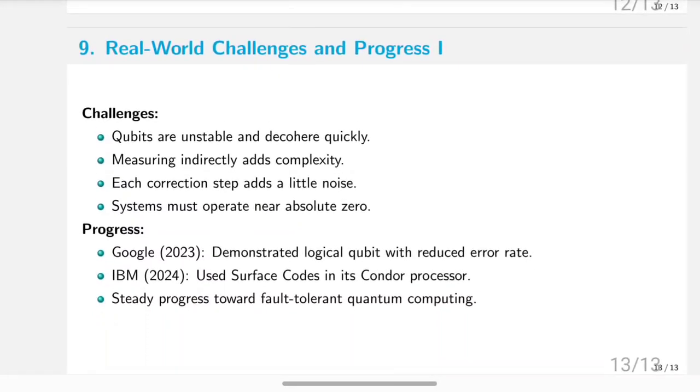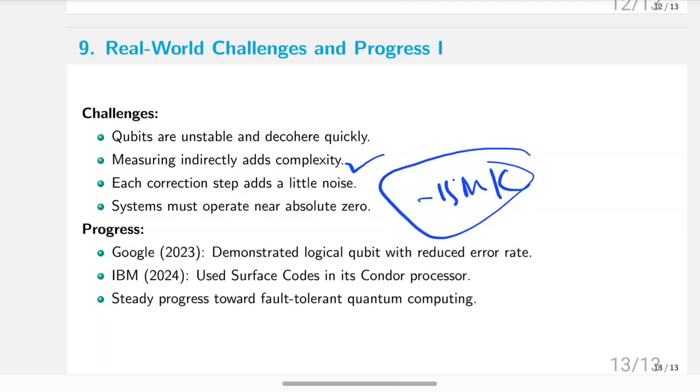Moving on to some challenges and progress. Qubits lose information quickly due to decoherence; they are fragile. Indirect measurement using ancilla adds noise. Each correction step adds tiny new errors. Systems also need to be ultra cold, around 15 millikelvin. So these are some challenges.